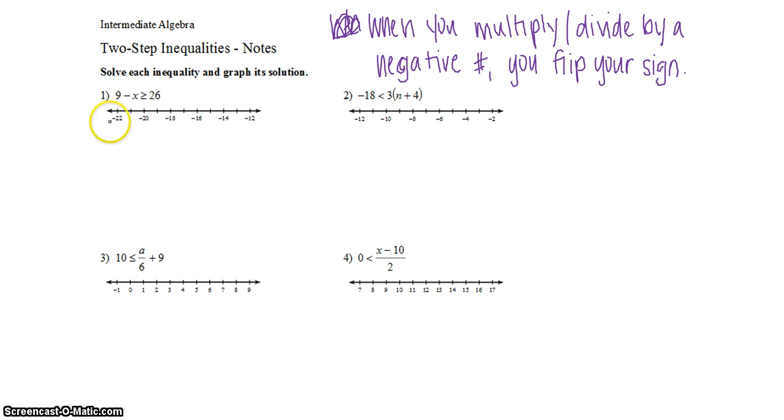Alright, so on the first one, 9 minus x is greater than or equal to 26. I'm solving for x, so I want to try to move everything that's next to the x away. So I'm going to start by subtracting 9 from both sides. So I have negative x is greater than or equal to 17. I need to get rid of that negative, so I divide both sides by negative 1. Get x is, since you divided by a negative, flip your sign, so less than or equal to negative 17.